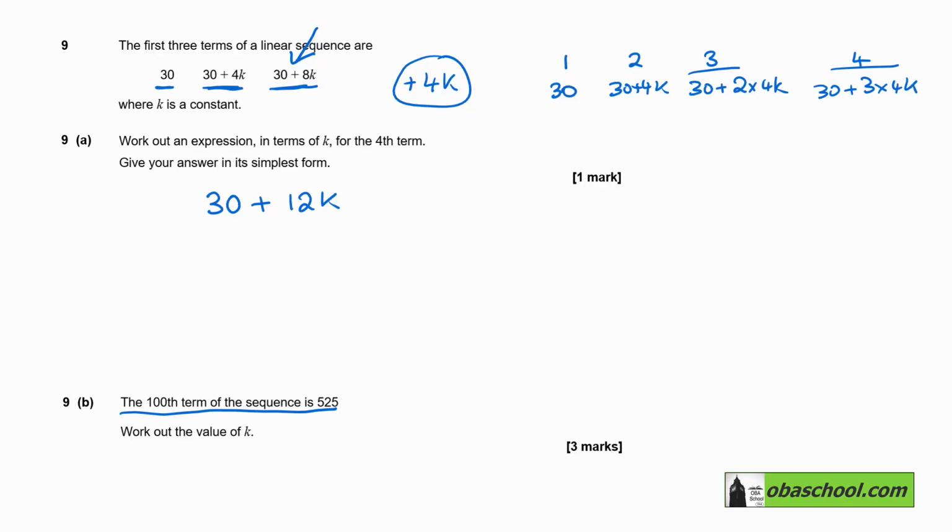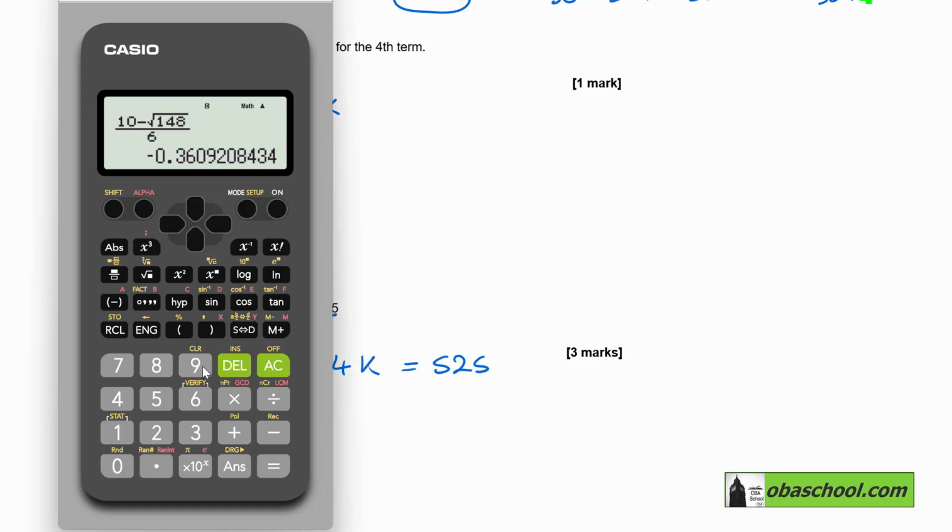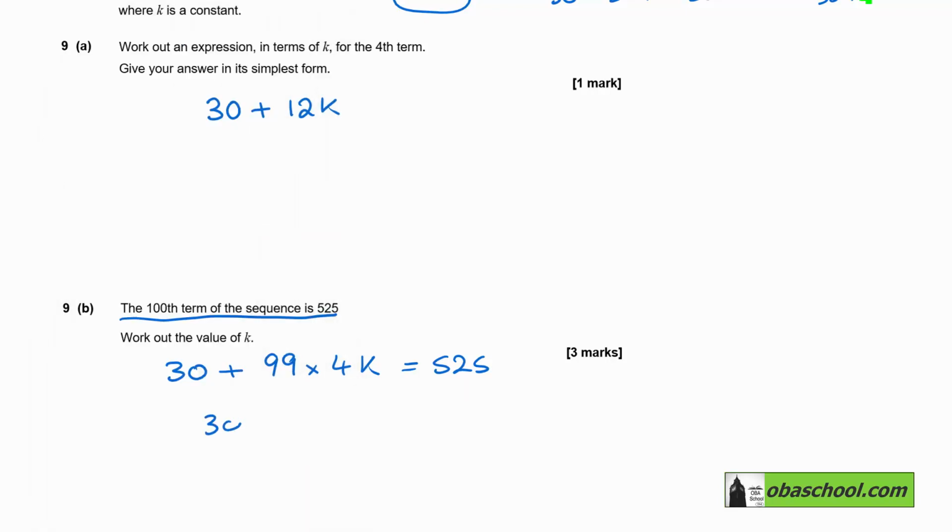So the number of lots of 4k is always one less than the term number. So it stands to reason that the 100th term is going to be 30 plus 99 lots of 4k. And we know that's equal to 525. So 99 times 4 is 396. So we have 30 plus 396k is equal to 525.